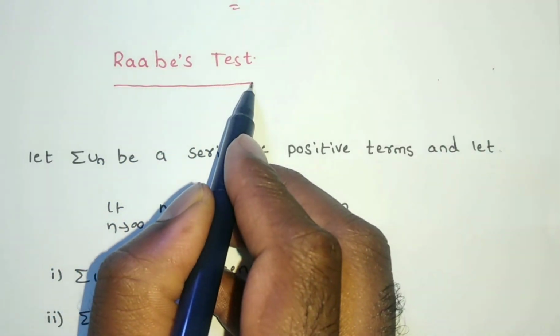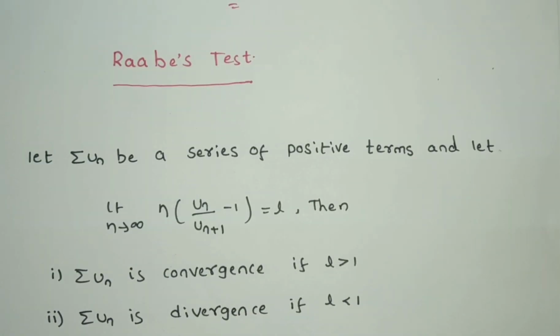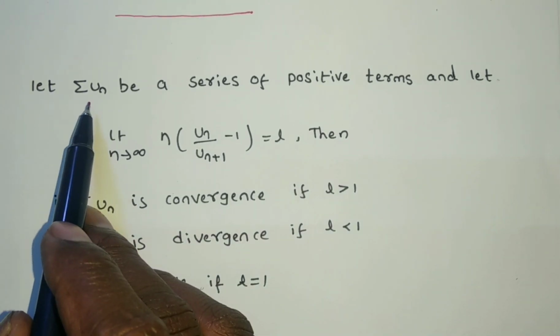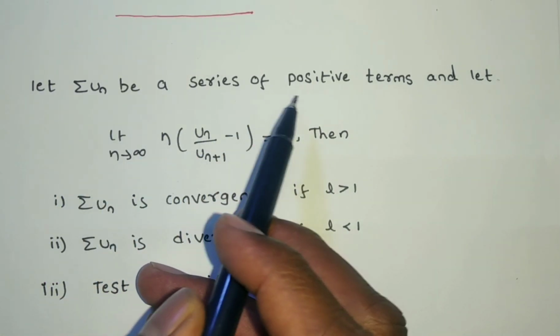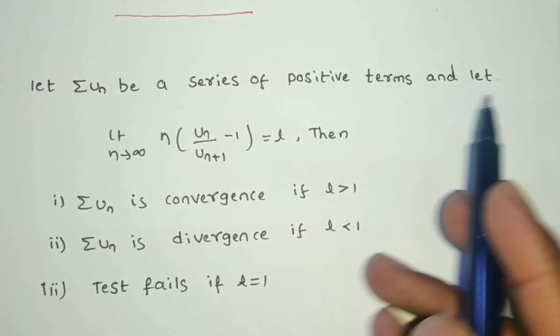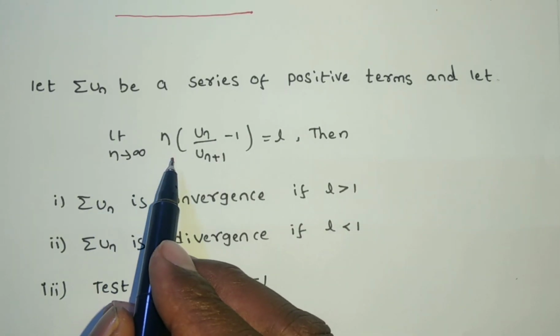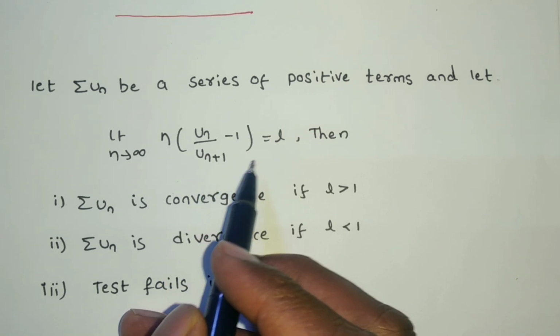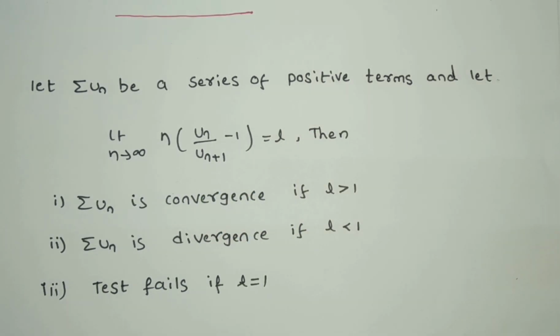Raabe's test. The statement of Raabe's test is: summation un is a series of positive terms, and let limit n tends to infinity of n into (un by un plus 1 minus 1) is equal to L. So here the limit is L. Based on the limit we can say that it is convergent or divergent.